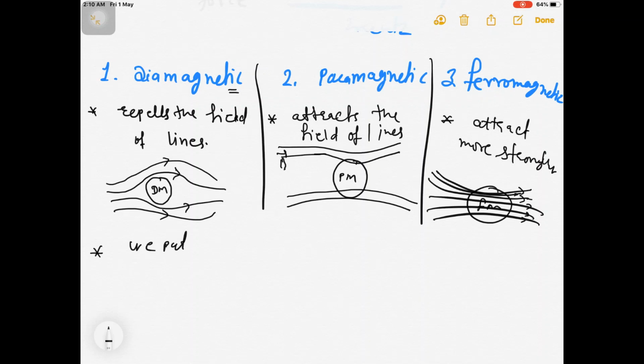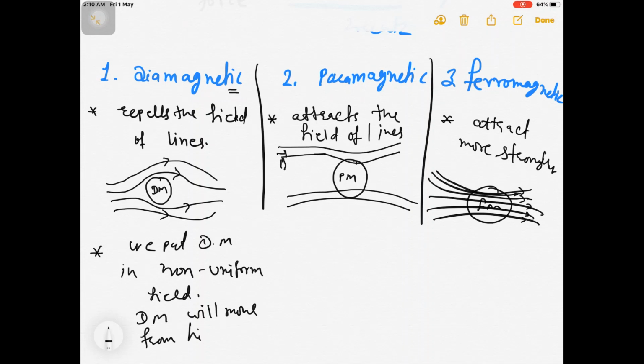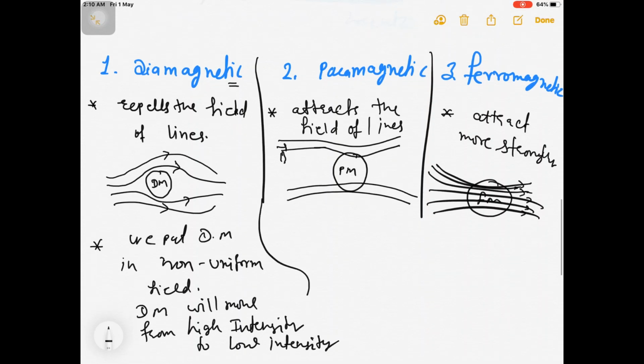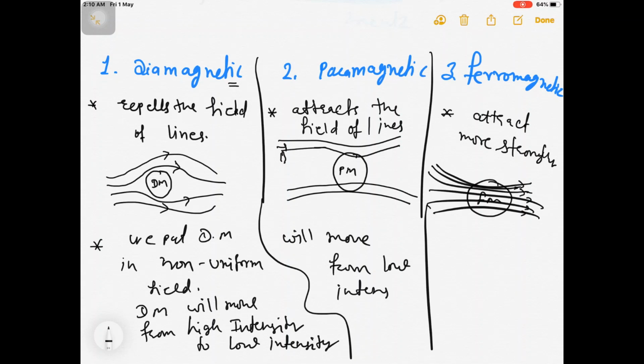Okay, the next point is, if we put diamagnetic material in a non-uniform external field, diamagnetic material will move from high intensity to low intensity, because they repel the field of lines. Paramagnetic materials will move from low intensity to high intensity.